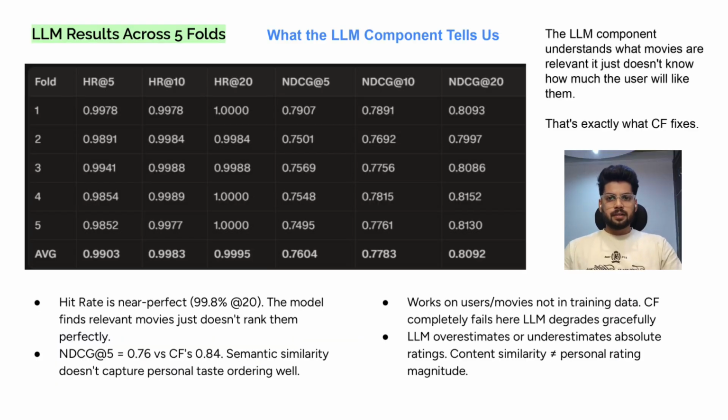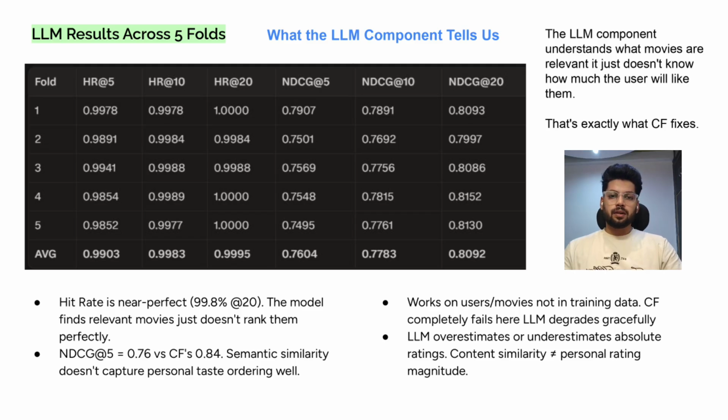Look at the numbers. These are the LLM results across all the five folds from U1 to U5. The hit rate at 20 is 0.9995, so I would say it's near perfect, not perfect. That means that if we recommend the top 20 movies, we almost always include at least one movie the user actually liked. But if we look at the NDCG, it averages at 0.7604 to be precise.